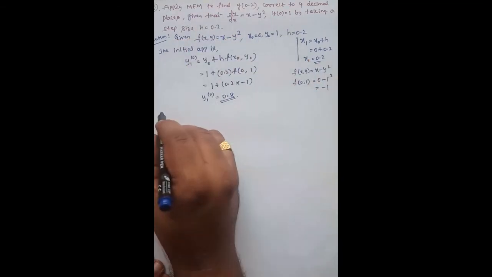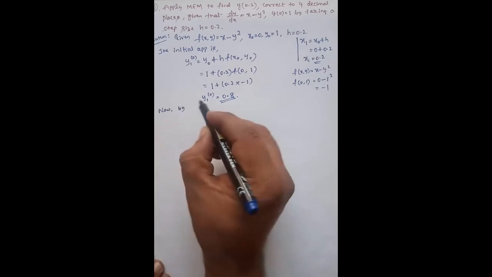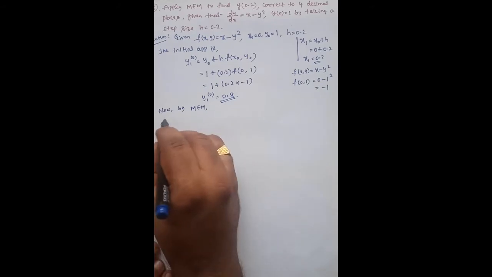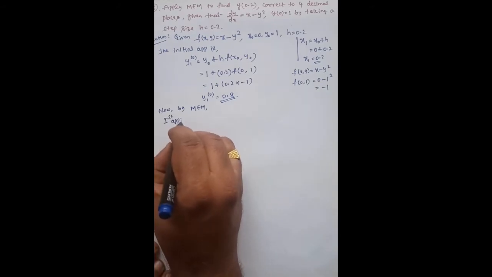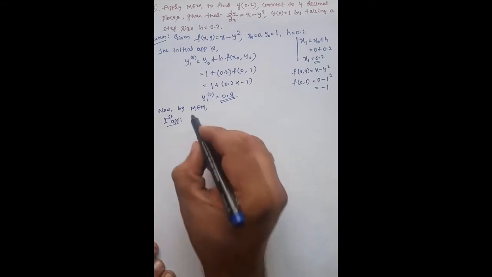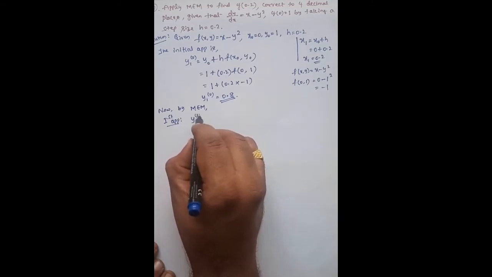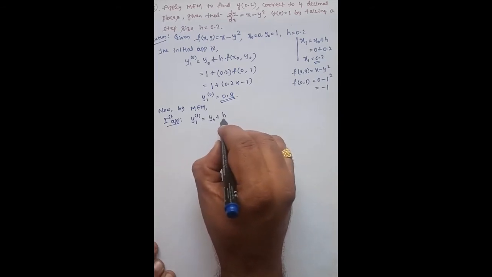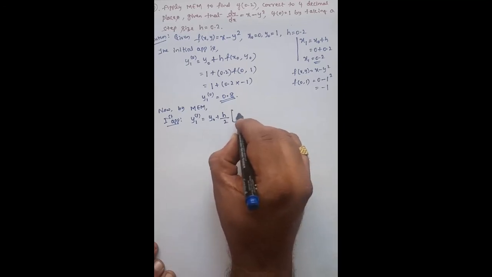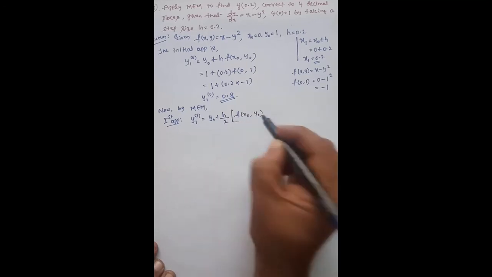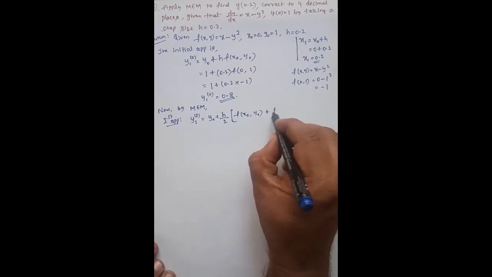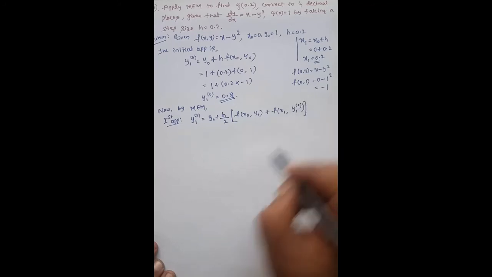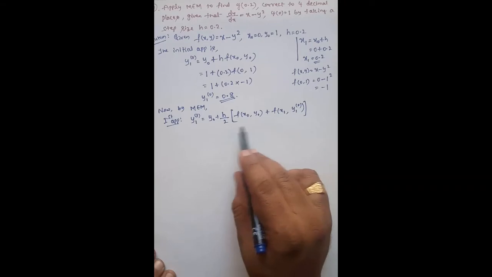We apply it now. In short form, I'll write MEM, modified Euler's method. I'll calculate the first approximation. Right. So the formula for the first approximation is y1 power 1 equals y0 plus h divided by 2 into f of x0 comma y0 plus f of x1 comma y1 power 0. Right. So this is the formula for the first approximation.